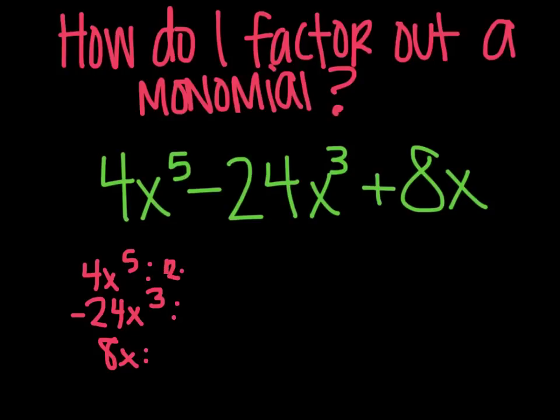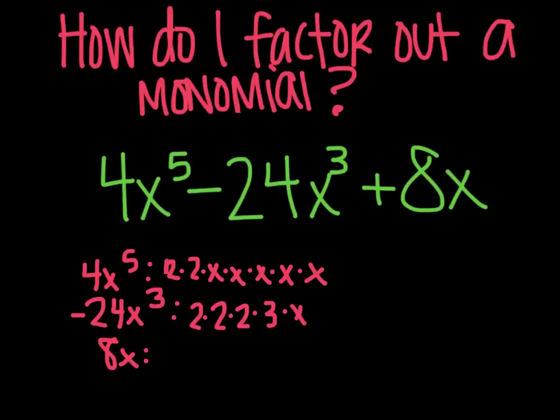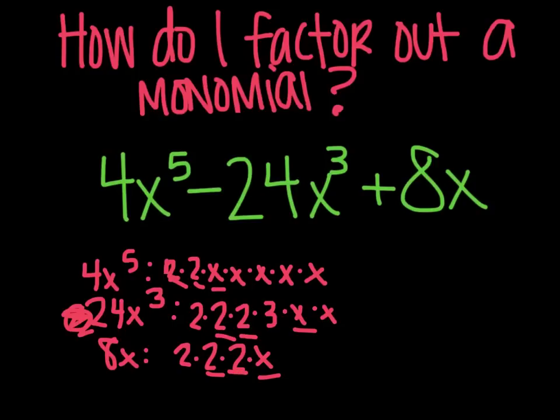So this one would be 2 times 2 times x times x times x times x. This one factored would be 2 times 2 times 2 times 3 times x times x. And you don't have to worry about the negative right now. I can leave that off for the factoring part. And then 8x would just be 2 times 2 times 2 times x. What do they all have in common? Well, they all have two 2s and an x. So 2 times 2 times x, which is actually just 4x, is the GCF.